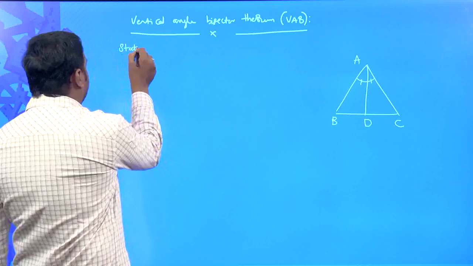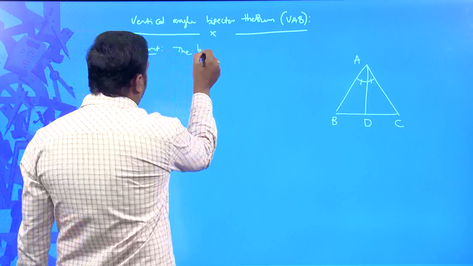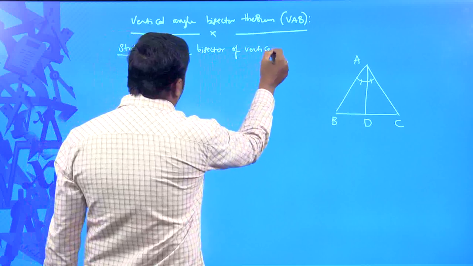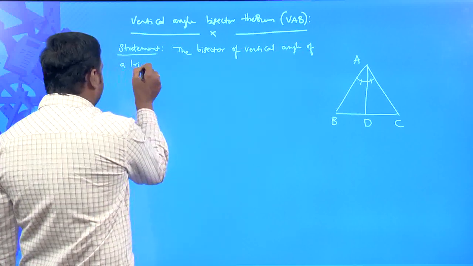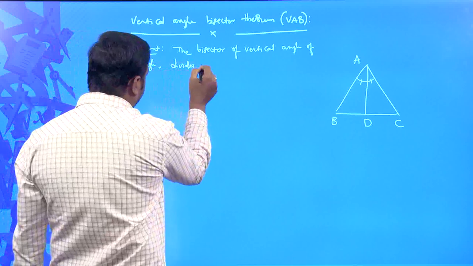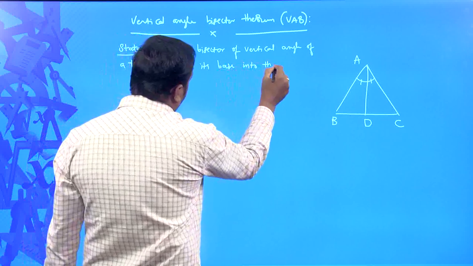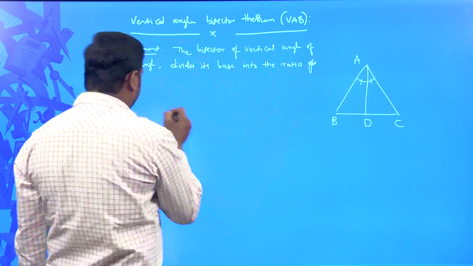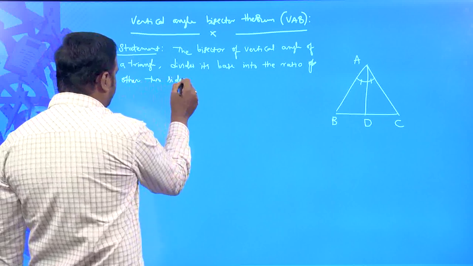So, the statement of the vertical angle bisector theorem: the bisector of the vertical angle of a triangle divides its base into the ratio of the other two sides. This is what we are going to prove.